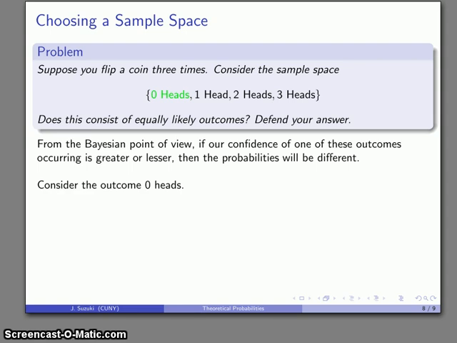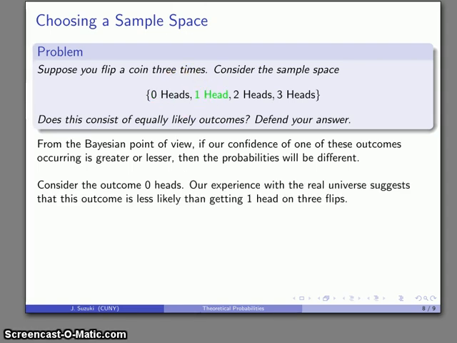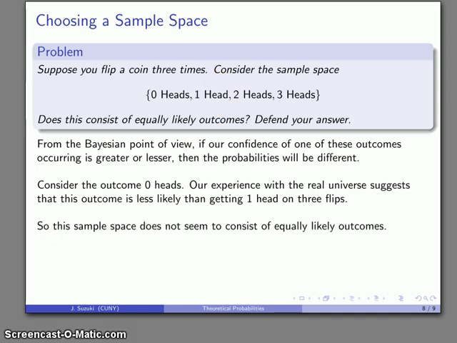So consider this outcome, zero heads in three flips. On some level, our experience with the real universe says that this outcome is going to be less likely than getting, say, one head on three flips. And it is that experience with the real universe that causes us to think that some of these outcomes are less likely than other outcomes. And so we have a sample space that does not consist of equally likely outcomes.